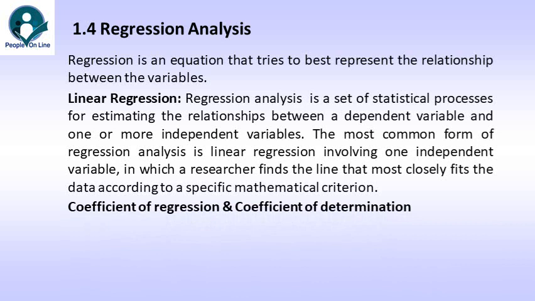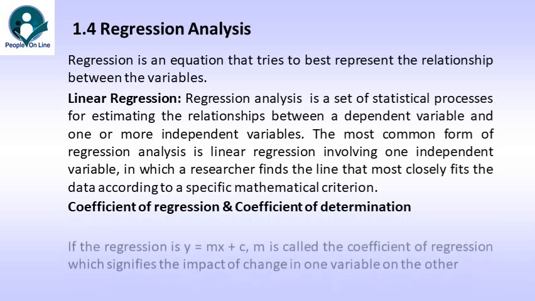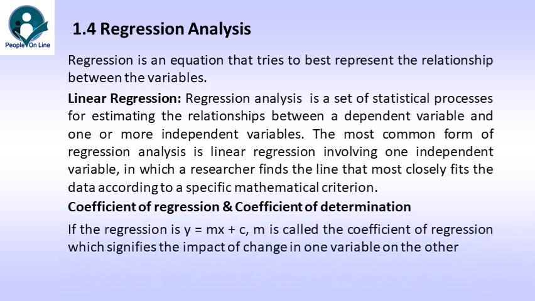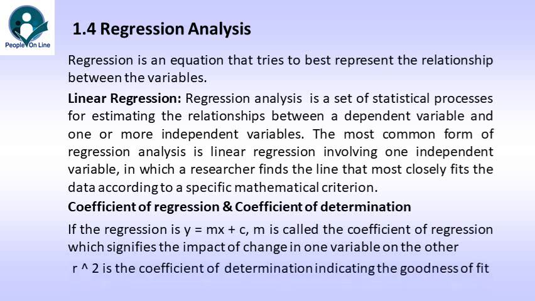Coefficient of regression and coefficient of determination. If the regression is y is equal to mx plus c, m is called the coefficient of regression, which signifies the impact of change in one variable on the other. R square is the coefficient of determination indicating the goodness of fit, where R is the correlation coefficient.